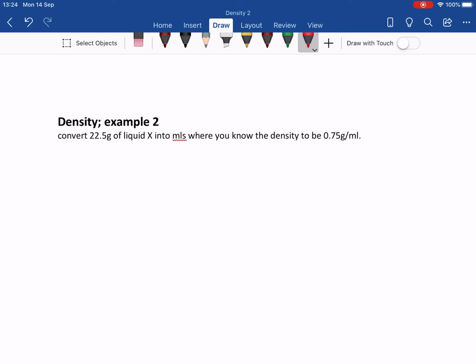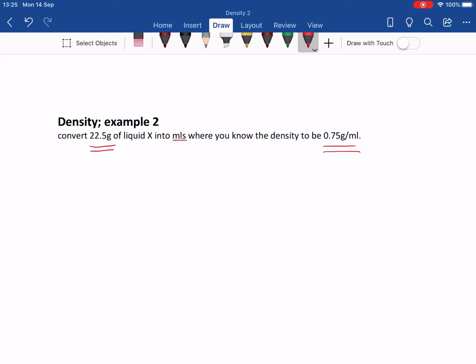So the second example is really an extension of example 1, which is just to demonstrate again how, depending on what you're looking for, whether you're trying to calculate a volume, a mass or a density, you would rearrange the equation. So we've got the same figures as example 1, but this time we're going to pretend that we don't know the volume. We know the weight of the liquid, 22.5 grams, and we know the density once again, 0.75 grams, but this time we're being asked to calculate the volume.